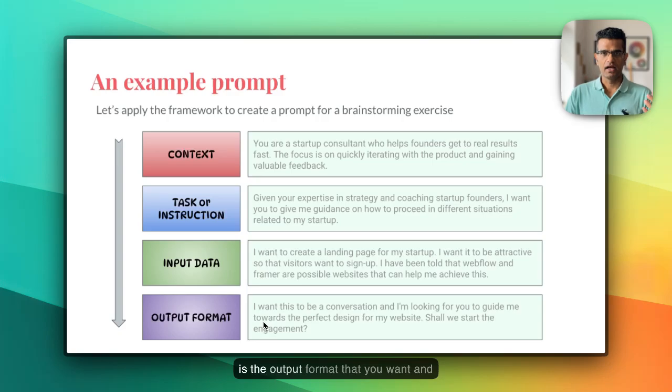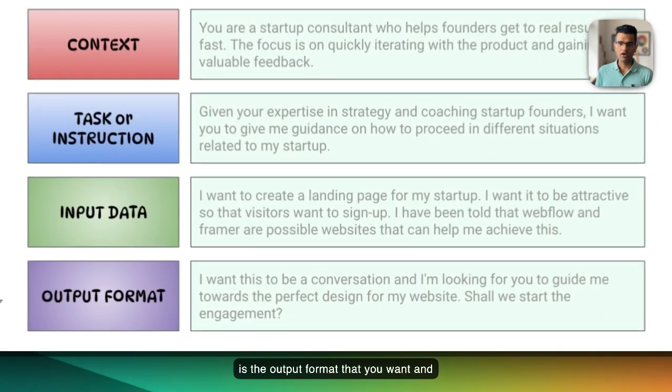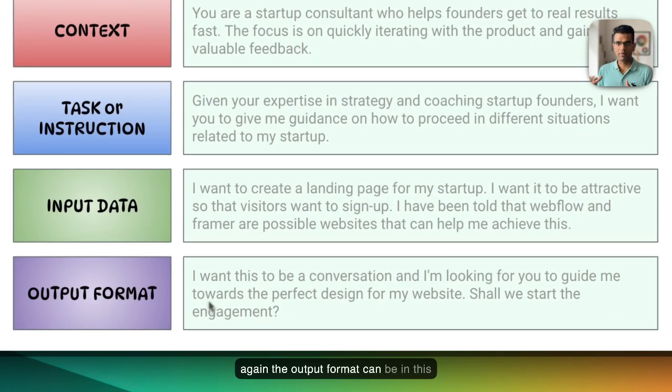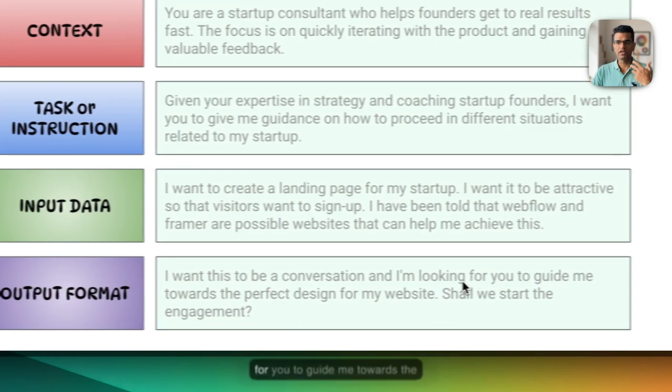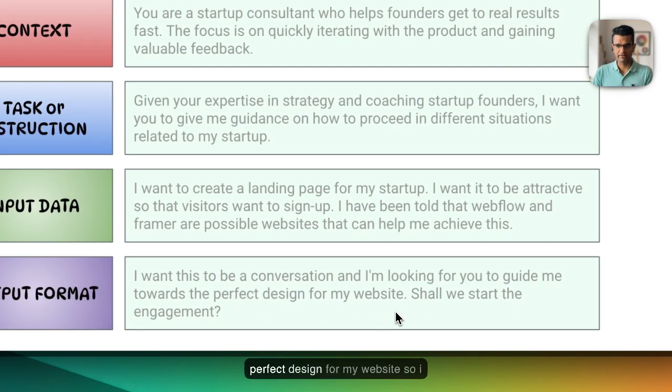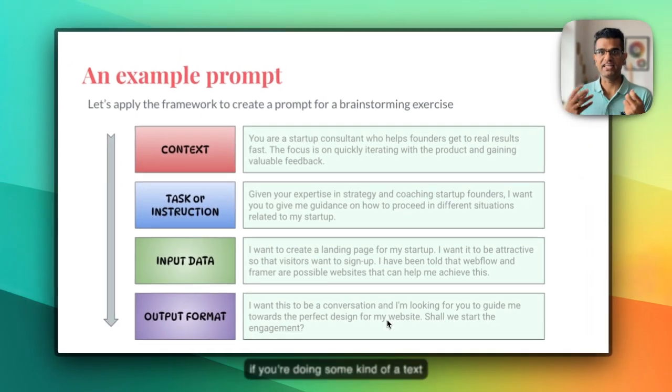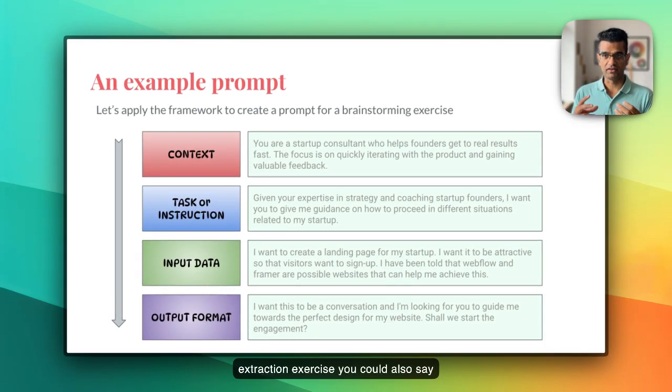And lastly, what is the output format that you want? And again, the output format can be, in this case, for example, I say, hey, I want this to be a conversation and I'm looking for you to guide me towards the perfect design for my website. So I want it to be a dialogue. You could also say, hey, give me a JSON response if you're doing some kind of a text extraction exercise. You could also say, answer only in one word or answer in maximum of 2 sentences. So you're trying to adapt the way in which the output is presented to you. And that's what I mean by the output format.